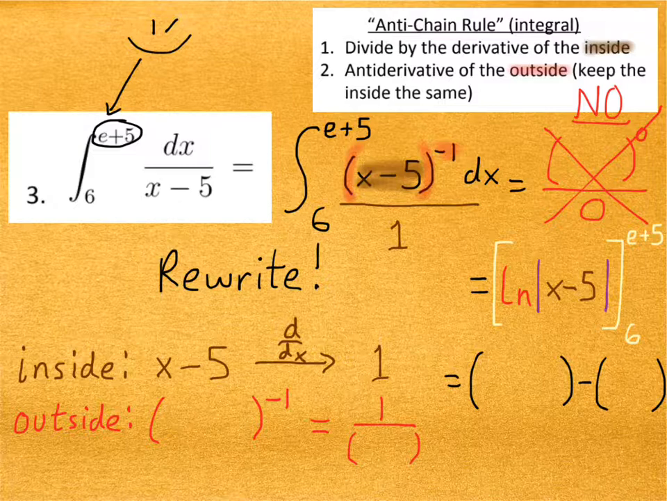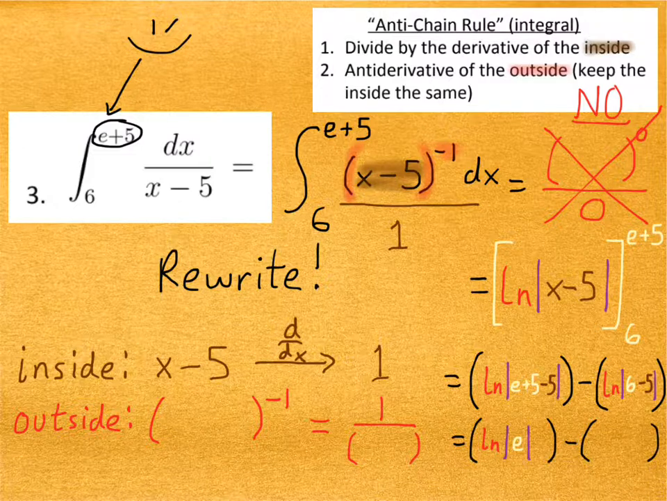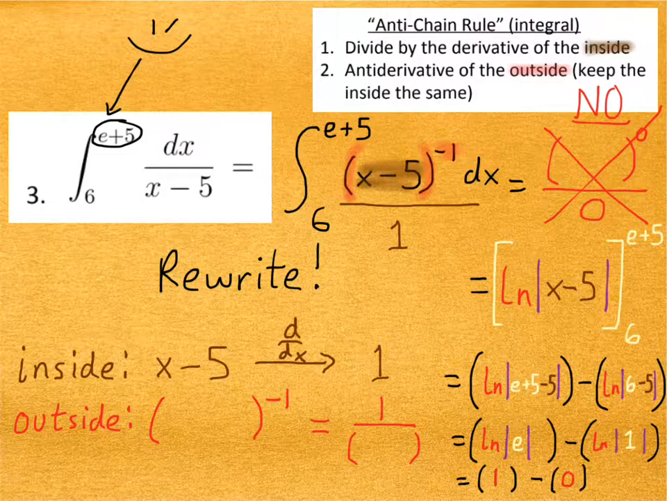Alright, so plug in the two bounds. We plug in e plus 5 in the first parentheses and 6 in the second. There's nice canceling out going on there. Natural log of e minus natural log of 1. Okay, natural log of e is 1. And natural log of 1 is 0. Hopefully you've learned those by now. If you haven't, you might want to memorize those. And 1 minus 0 is 1. Wow!